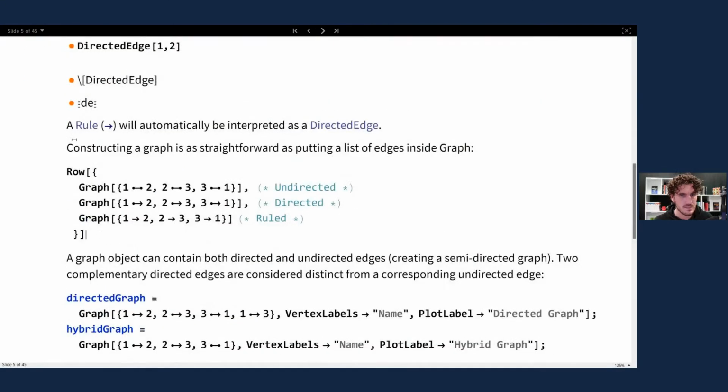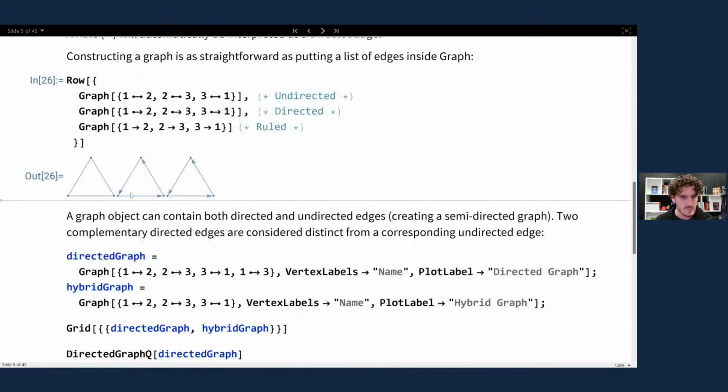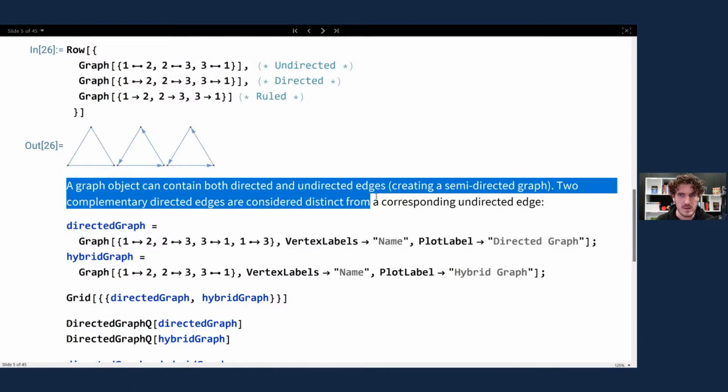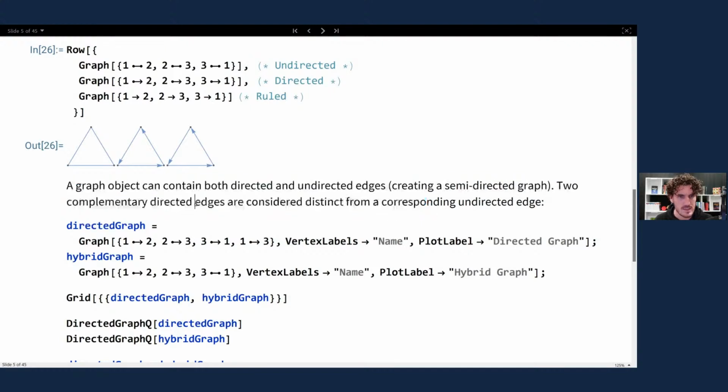So we're going to show three graphs here. One uses undirected edges, one uses directed edges, and one uses rules, which are really just the same as directed edges. Simple enough. We can include both directed and undirected edges in our graph. What does it say here? Two complementary directed edges are considered distinct from a corresponding undirected edge.